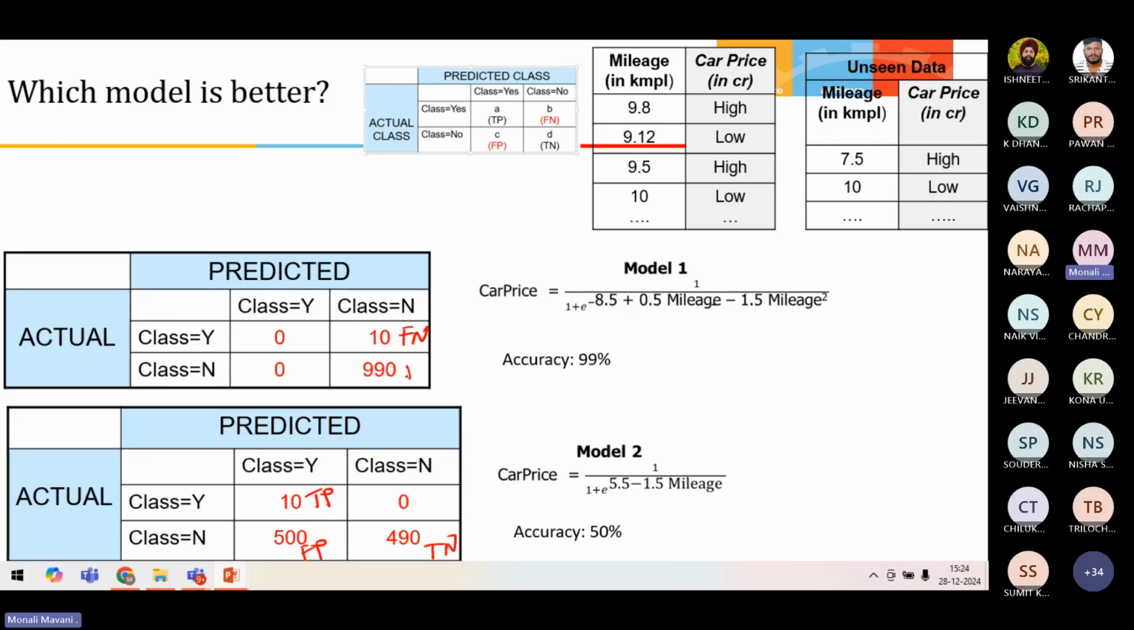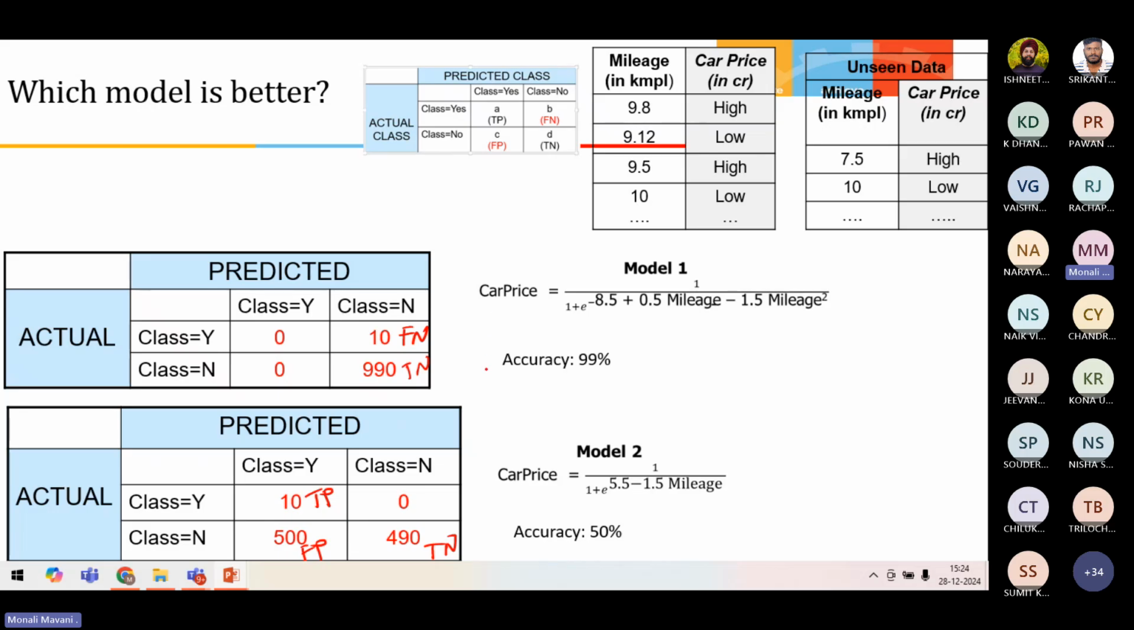Yes, anybody, which model would you accept? Both are not good, ma'am. But you don't have a choice. You have to accept one of these. I'm just asking a relative comparison. Ma'am, model 2. Obviously, both models are not good because of the problems.